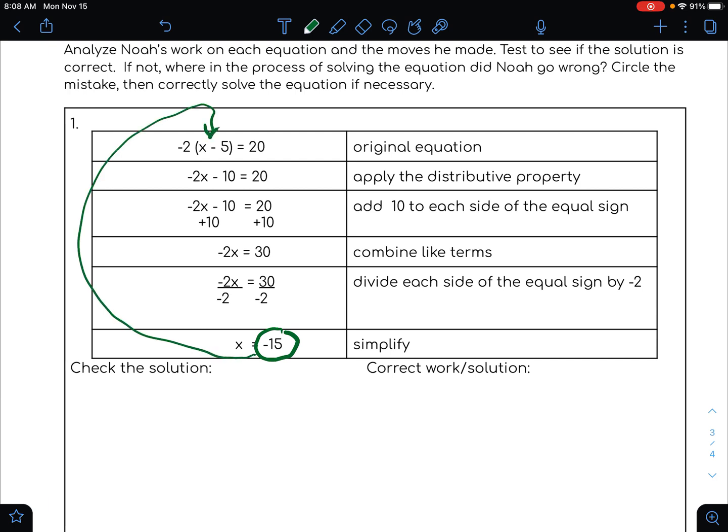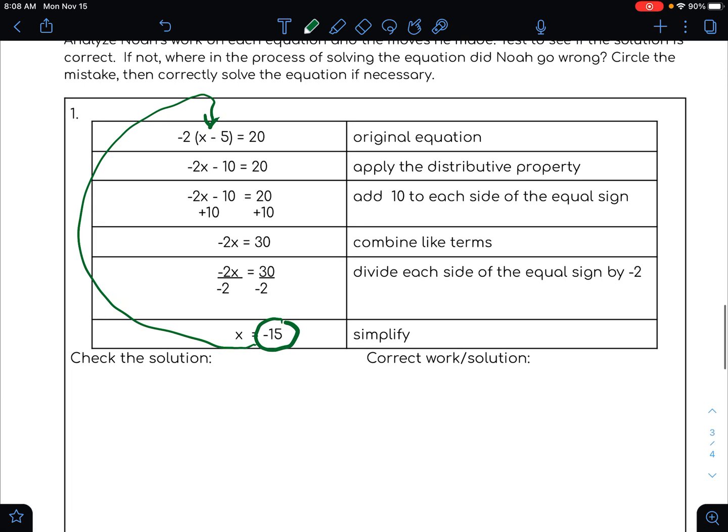So let's check Noah's solution first and see if that's correct. See if it turns out to be a true statement. If it is, then we don't have to go through all of the steps to determine if he went wrong, because he ended up with the correct answer. So let's just see here.